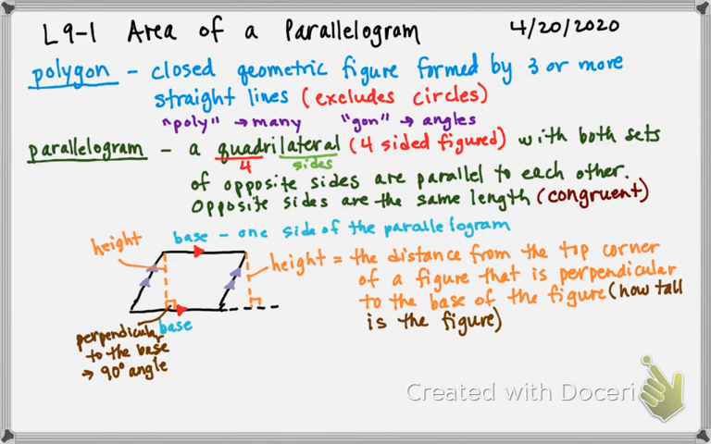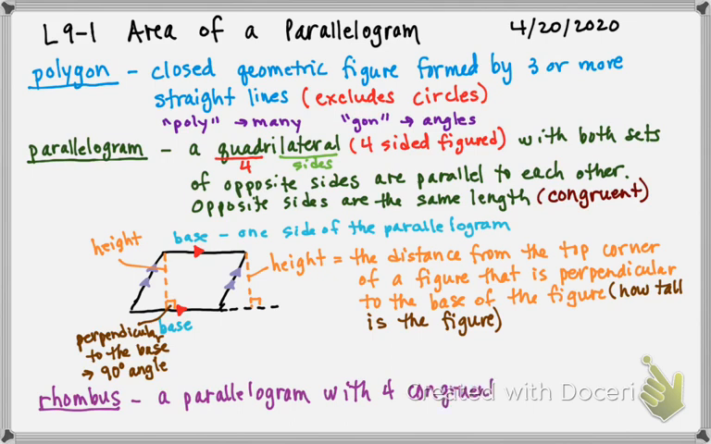Let's see. I've got a couple other vocab words. I'll put one here and then we'll continue on to the next page. I have a shape that is a parallelogram, except it's got special features, and that's a rhombus. So a rhombus is a parallelogram with 4 congruent sides. Okay, and that's all the room I have on this page, so I'm going to go ahead and shift over to the next page.